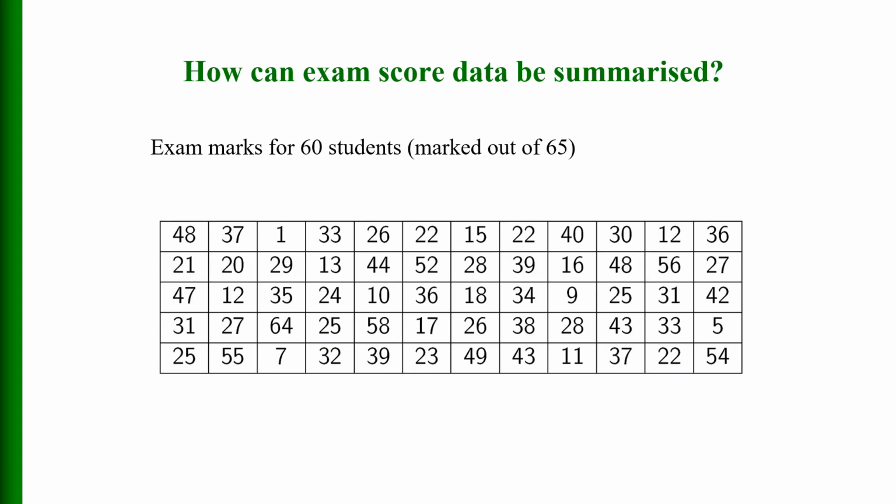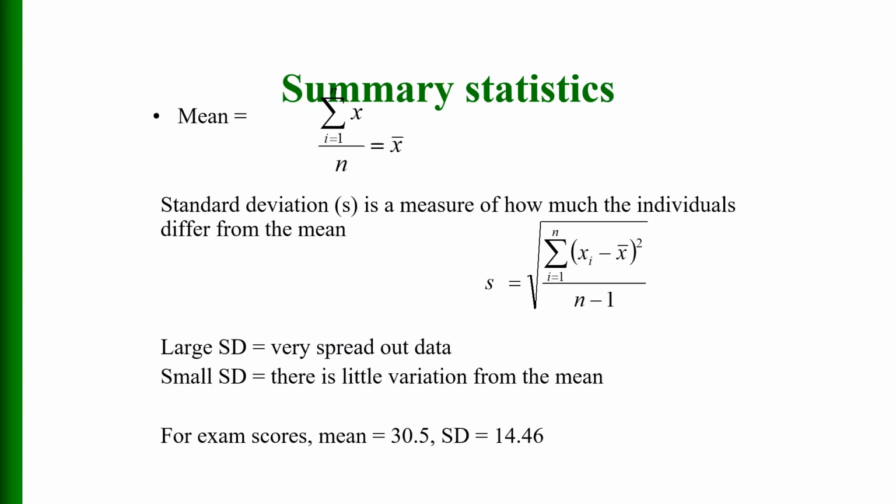How can exam score data be summarized? Now this is the exam score. Exam marks for 60 students, marked out of 65. So how can we summarize this? You have to think about this. This is raw data. Now one summary would be the mean, and the formula for the mean is the summation of xi, i varies from 1 to n, divided by n, and that is equal to x bar.